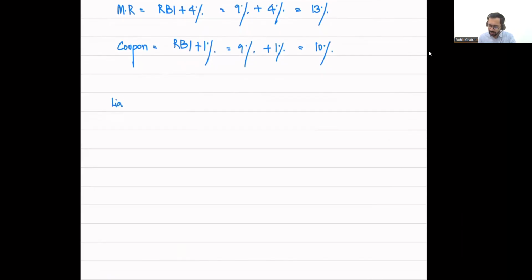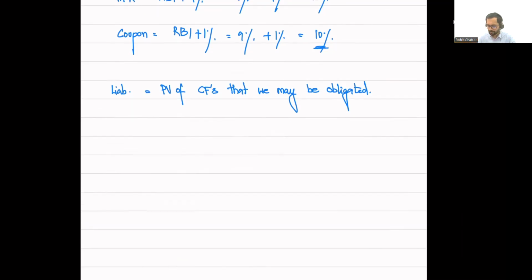We are going to calculate the liability amount as the present value of the cash flows that an entity may be obligated to pay. Remember, the stress is on "may be obligated to pay." For example, for the rupees 10 lakhs redemption amount, the entity is not always going to have to pay, but it may have to pay if G Limited chooses not to convert. If G Limited chooses not to convert it into equity shares, then D Limited may actually have an obligation to pay, and we are going to capture that in the liability value.